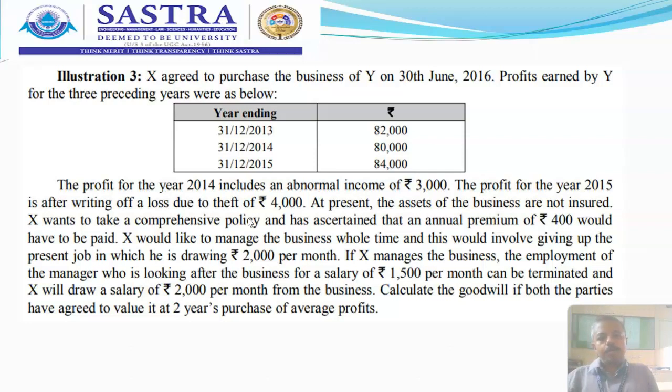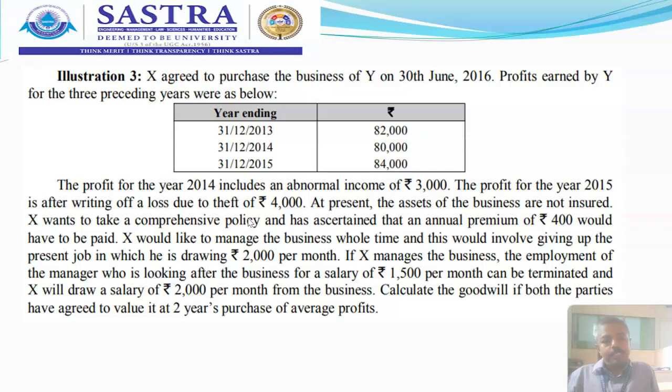So now what is the total profit? Total actual profit is 82,000, 77,000 and 88,000. So the total actual profit is 2,47,000. Now take the average profit. 2,47,000 divided by 3 years, so 3. So we will get around 82,333.